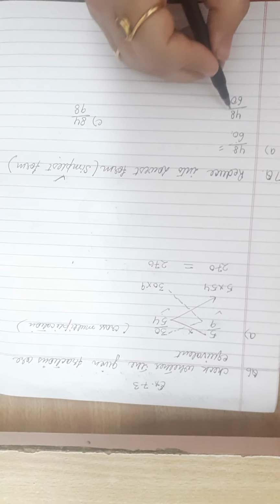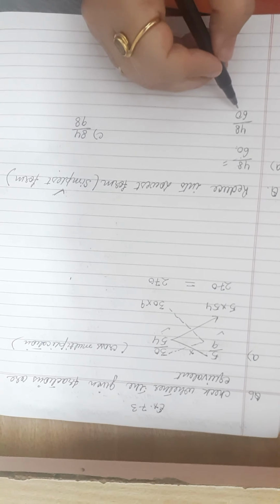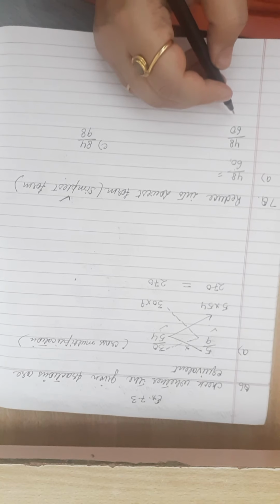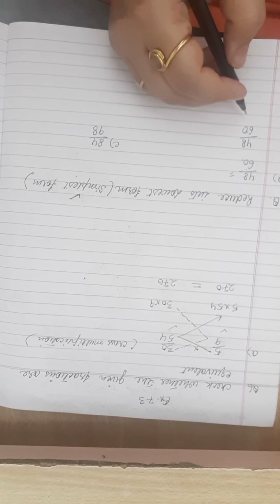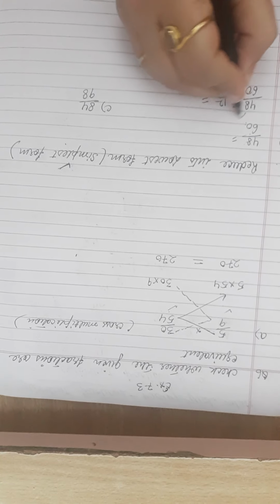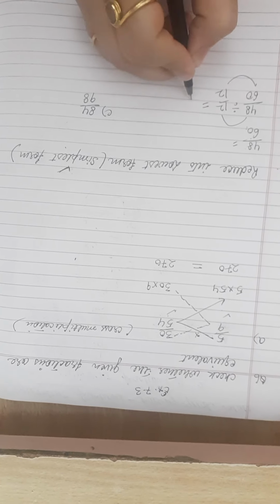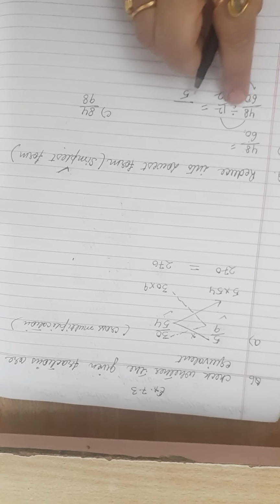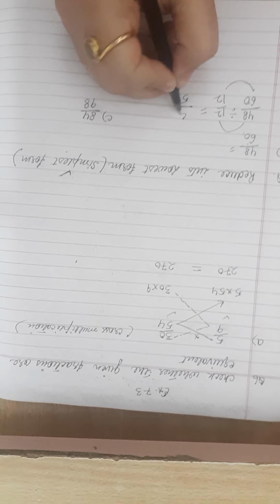As you know in which table 48 and 60 come, you can do it directly. As it comes to my mind, there is the table of 12 in which both the numbers come. So I can directly divide both the numbers by 12. 48 divided by 12, 60 divided by 12. 60 divided by 12 will give you 5. 48 divided by 12, that would be 4.